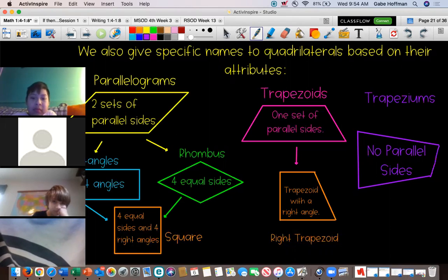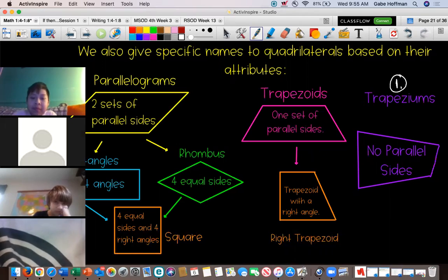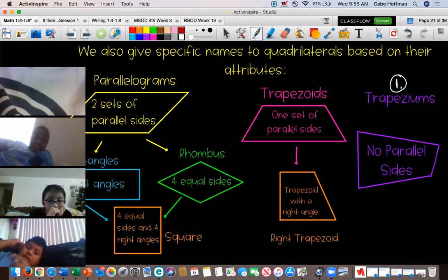You can see those over here on the right. I'm going to make a little star or a number 1 by trapeziums. All right. Trapeziums have no parallel sides. There's really not anything special about them. They're just a quadrilateral with four sides and it's closed.